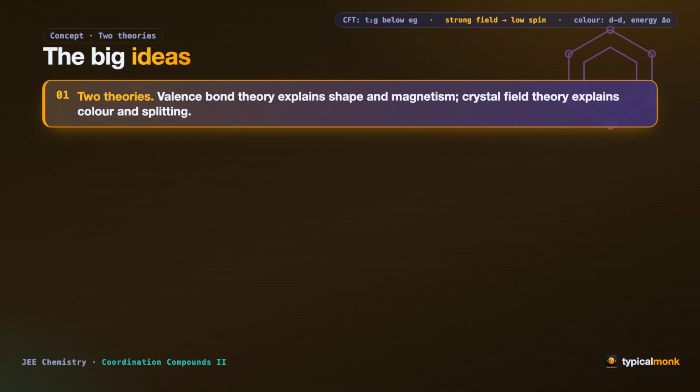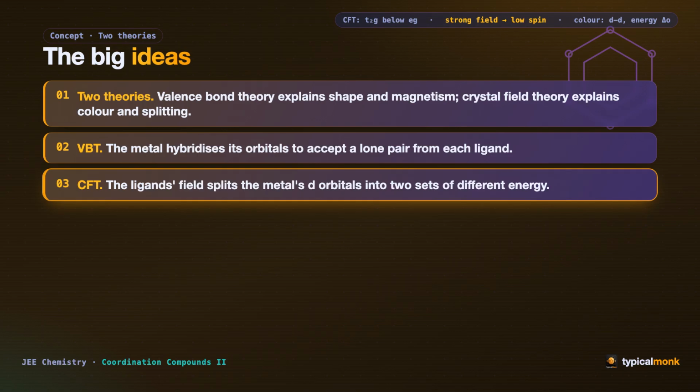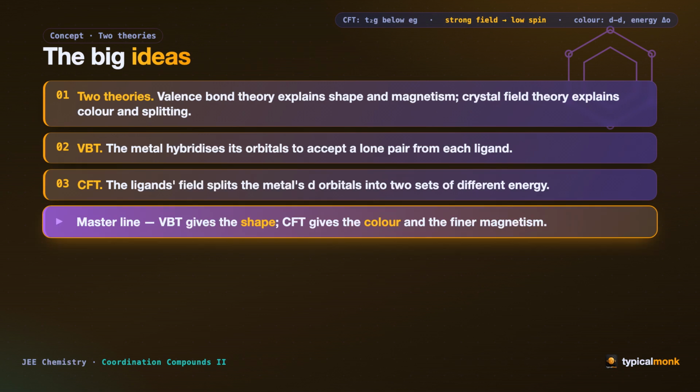Let us set the two theories side by side. Two theories. Valence bond theory explains the shape and the magnetism. Crystal field theory explains the color and the splitting. Now, valence bond theory. The metal hybridizes its orbitals to accept a lone pair from each ligand. Crystal field theory. The ligand's field splits the metal's d orbitals into two sets of different energy. Master line. Valence bond theory gives the shape. Crystal field theory gives the color and the finer magnetism.